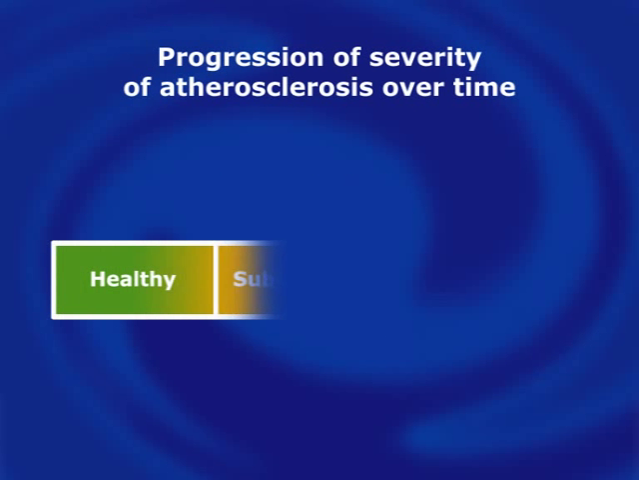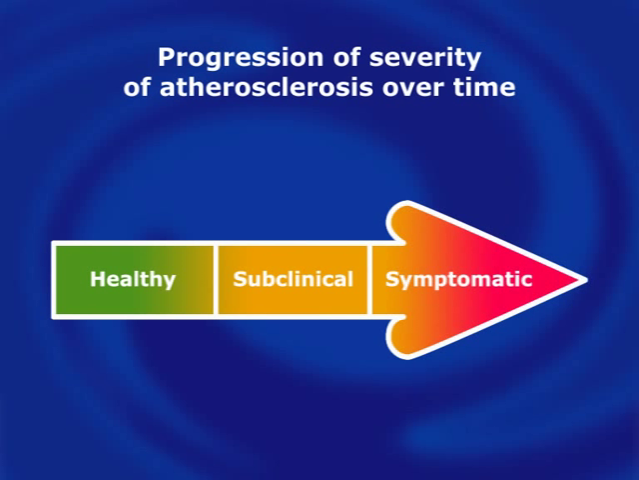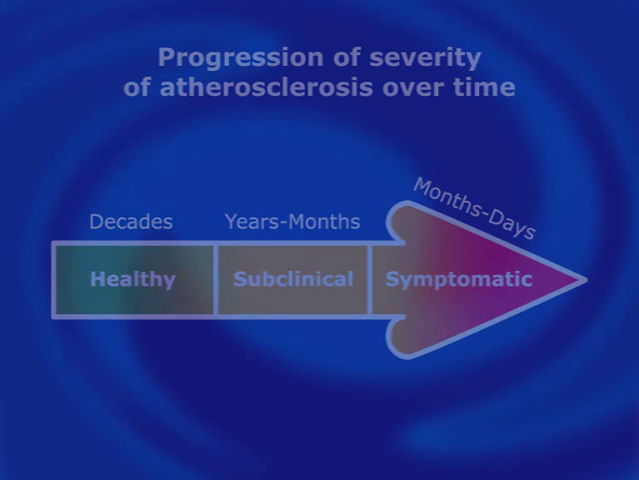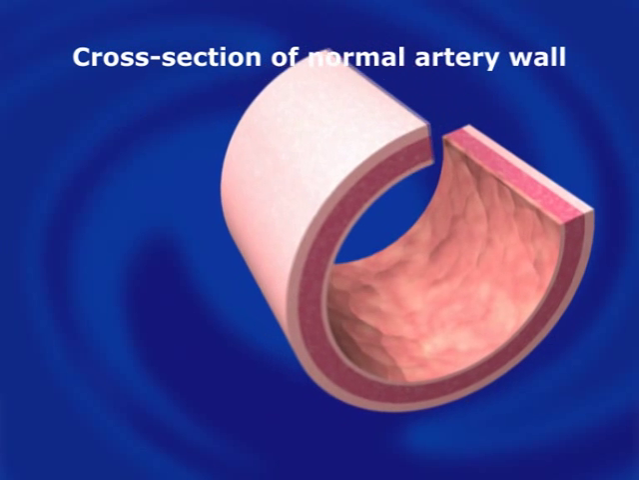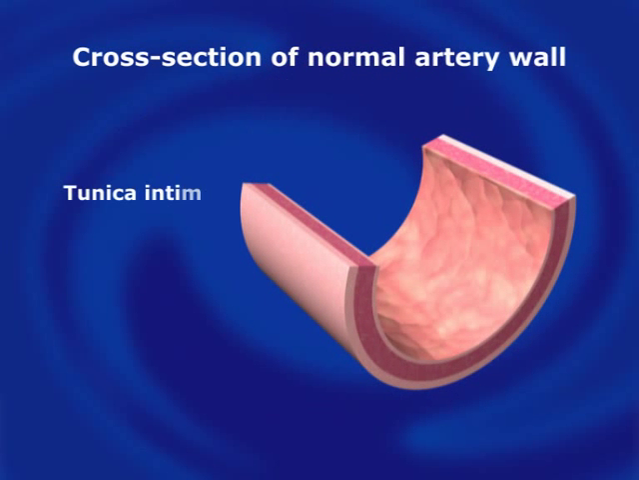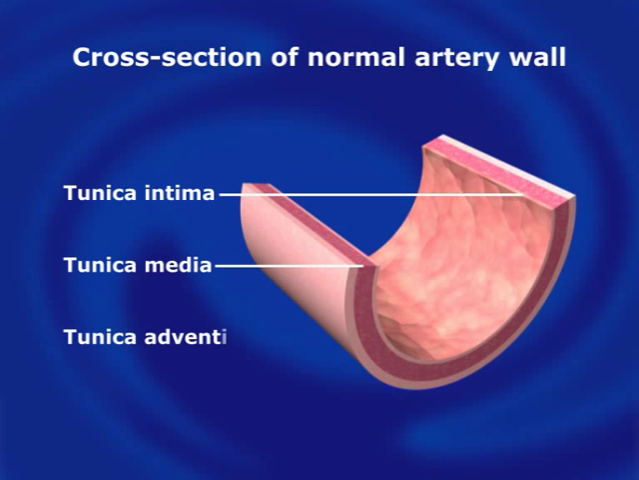Atherosclerosis can be a serious pathology that develops insidiously over many years. Even patients with extensive atherosclerosis can be asymptomatic, and sudden death may be the first clinical manifestation of the disease. A normal artery wall consists of three main layers: the tunica intima, the tunica media, and the tunica adventitia.